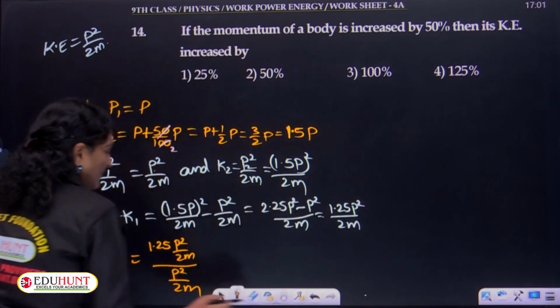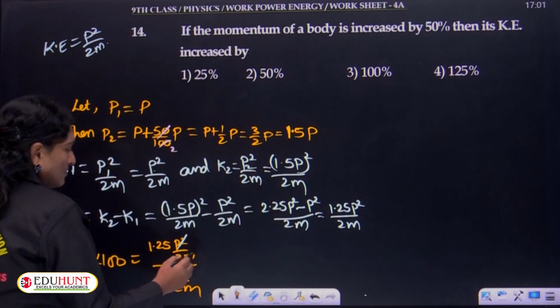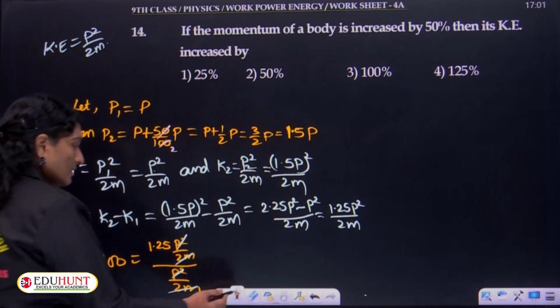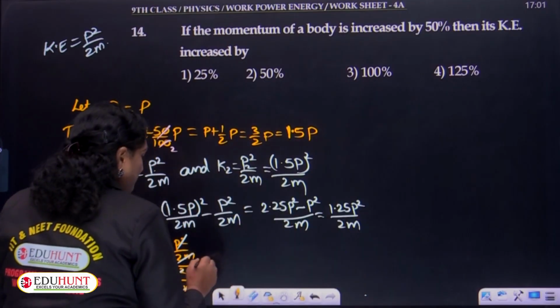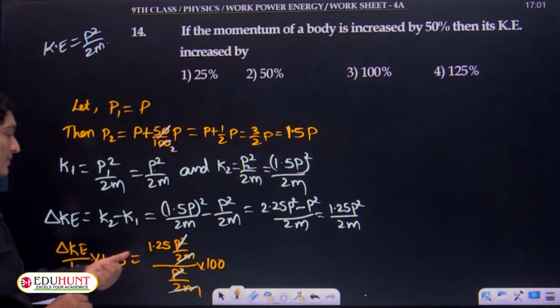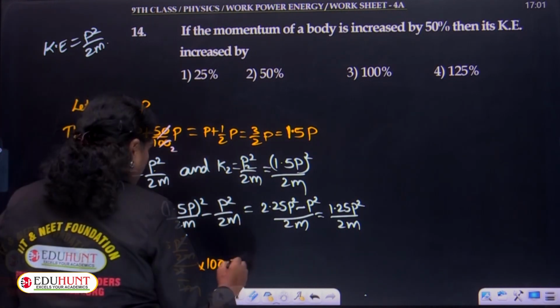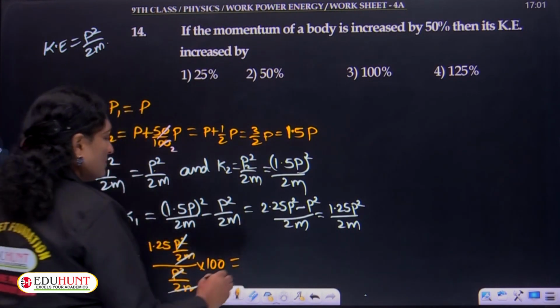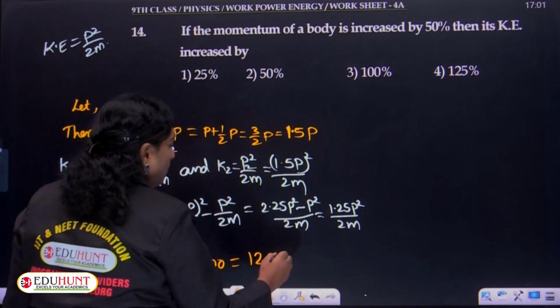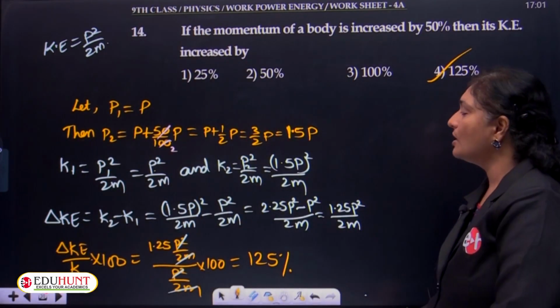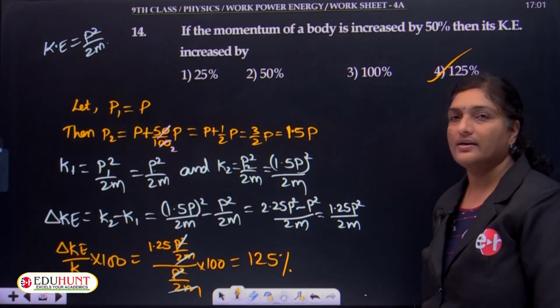So further simplification gives this P square by 2m and P square by 2m get cancelled. And this must be multiplied by 100. Percentage we need means multiplied by 100. Therefore, this will be equal to 1.25 into 100. How much is that, children? 125%. Therefore, the correct option is option 4, that is 125%.